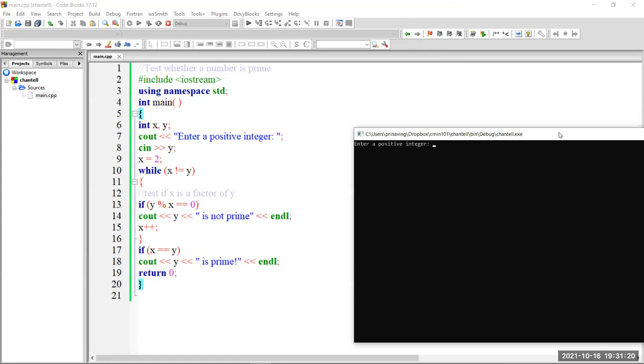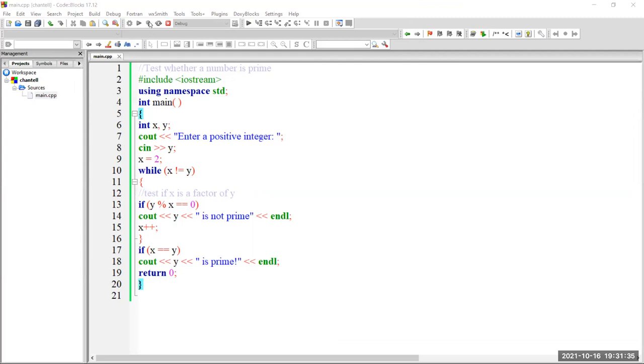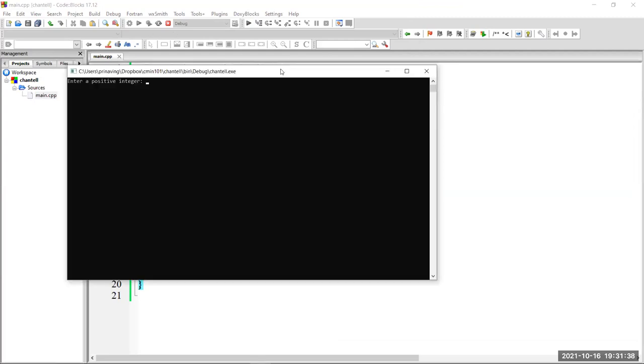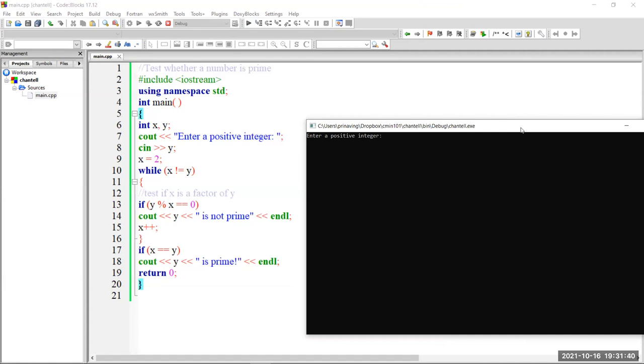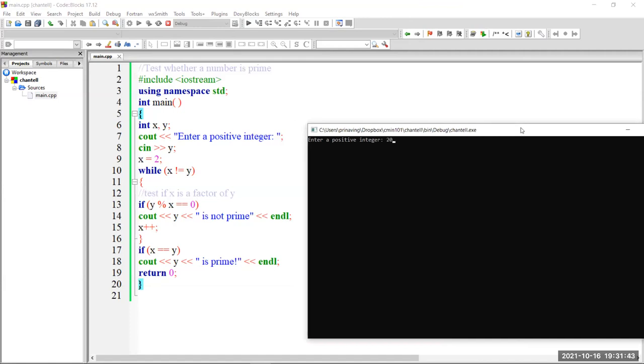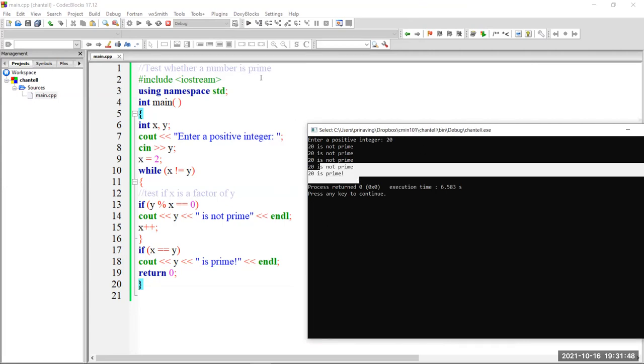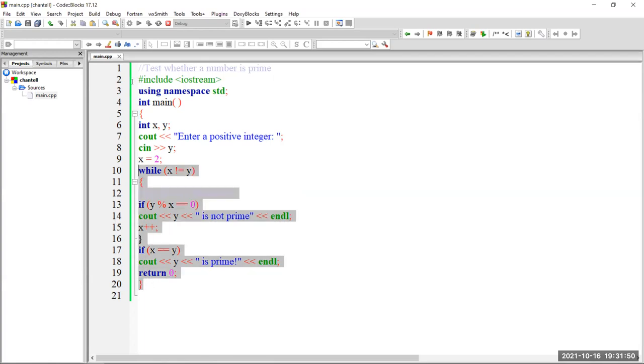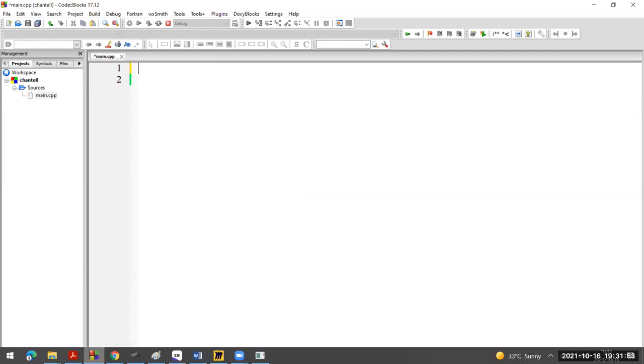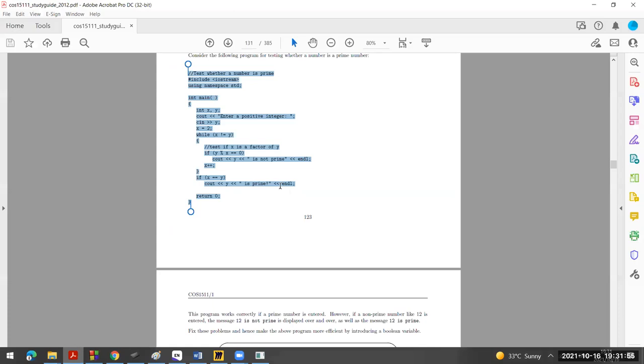Enter a positive integer, Y. Let's put down 20. 20 is not a prime number. Oh no, this isn't wrong, this is wrong. Something is not right here, Chantelle. And I took this directly from the text. Close this and restart. Enter a positive integer, it's 20. This is not true. Okay, let's not take this example. This is giving us some erroneous data. Let's run another one that has an if statement in it.